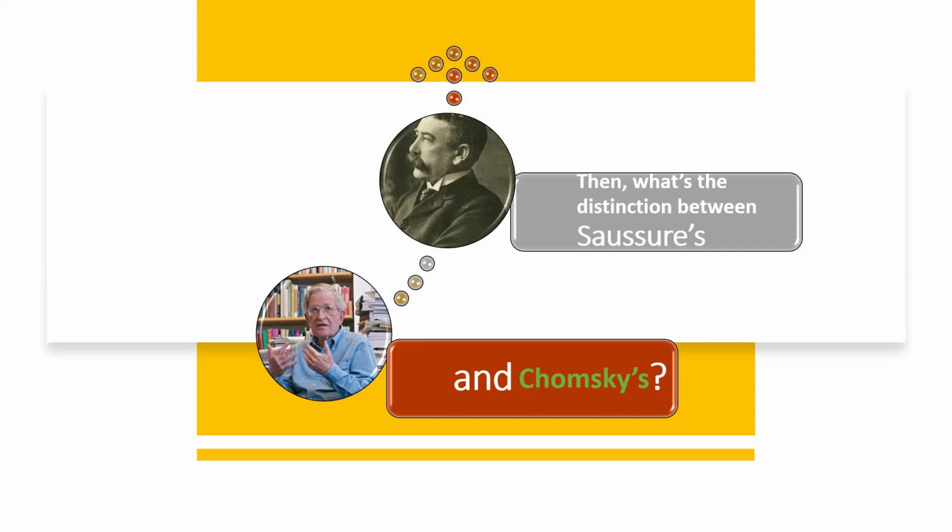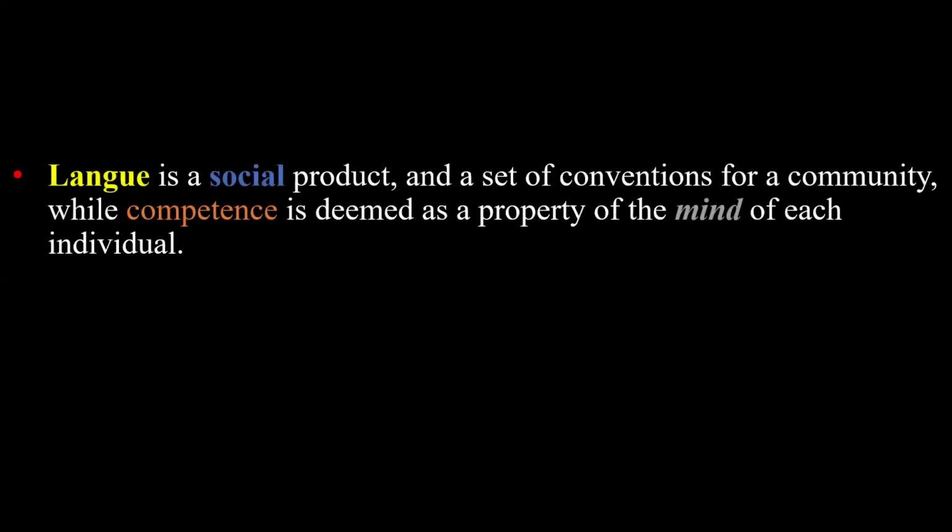So I'm going to leave this discussion for you at the tail of this webinar, to give me more. Langue is a social product and a set of conventions for a community, while competence is deemed a property of the mind of each individual.